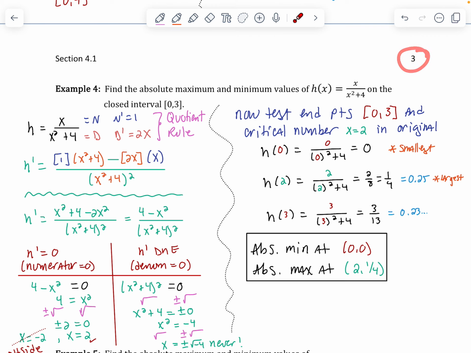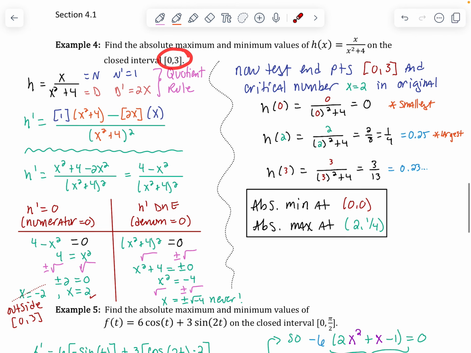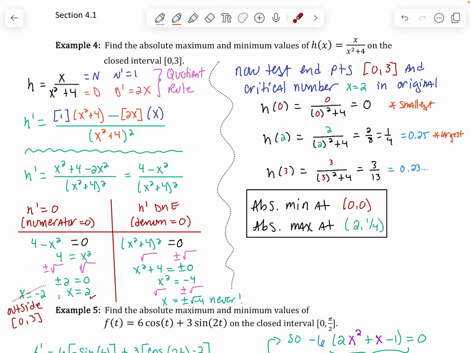Section 4.1, page 3 of absolute max and min. Example 4 asks us to find the absolute max and min of a function, x over x squared plus 4, on a closed interval. So this is a continuous function from 0 to 3, so we can go ahead and begin by taking the derivative.